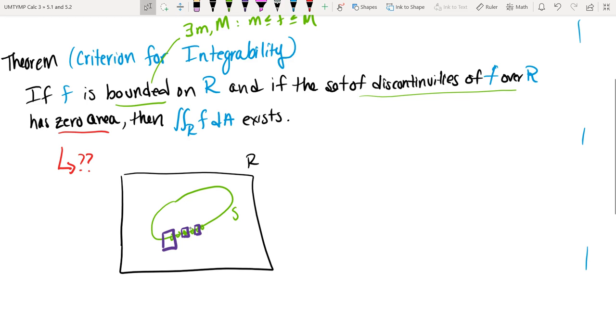So again, this is a nice way to establish that something is integrable. We need bounded. We need that the discontinuities as a set have zero area, so just a collection of isolated points would be great, and then we are given that the double integral exists.